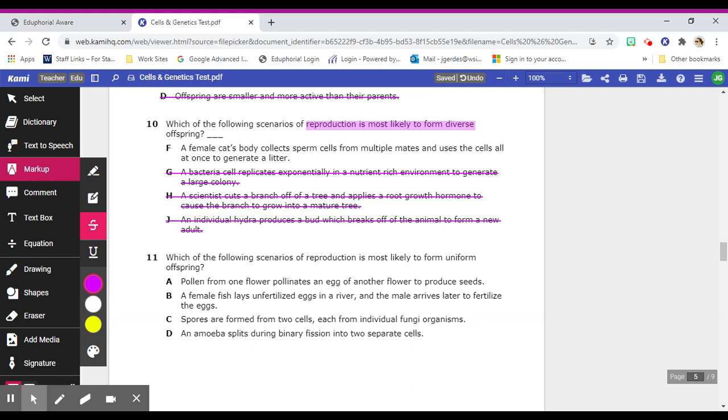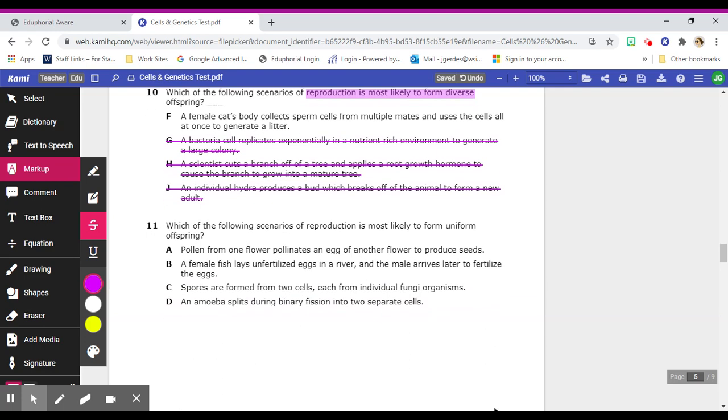Okay, 11. Which of the following scenarios of reproduction is most likely to form uniform offspring? So uniform meaning the exact same. Uniform offspring. If we were wearing a uniform, we're going to look very similar to each other.